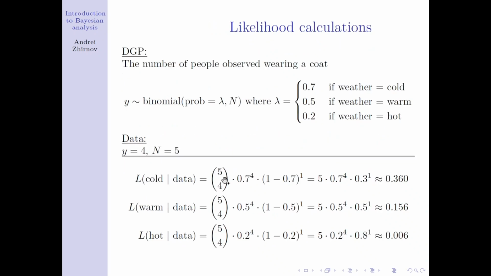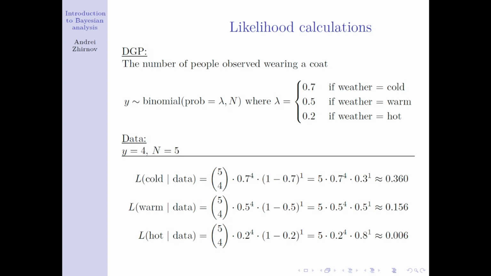So in this story, the main parameter, the main unknown, is the weather, and we know that it can take only 3 values. It can be cold, warm, or hot. The data can be summarized with 2 numbers. I'm going to call these numbers y and n. n is the total number of observations that we've made by looking through the window. In this case it's going to be equal to 5, and y is the number of people who are wearing coats. Its value is going to be 4.